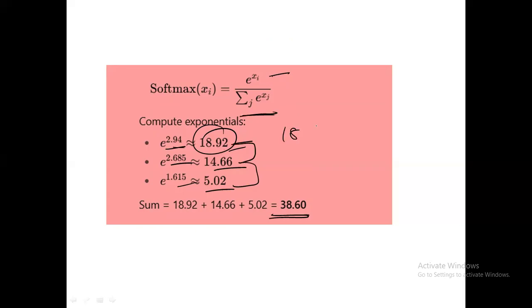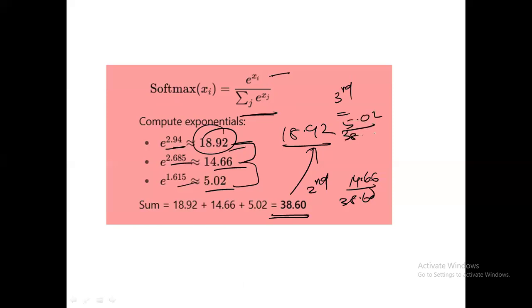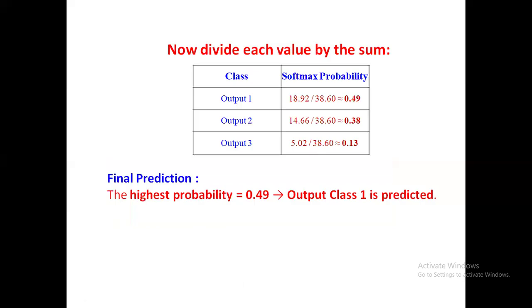First, what is the first output? 18.92 divided by this value. The second output is 14.66 divided by 38.60, and the third output value is what? 5.02 divided by 38.60. So we got 0.4938, 0.38 and 0.13. So the highest probability we can give as output 1.